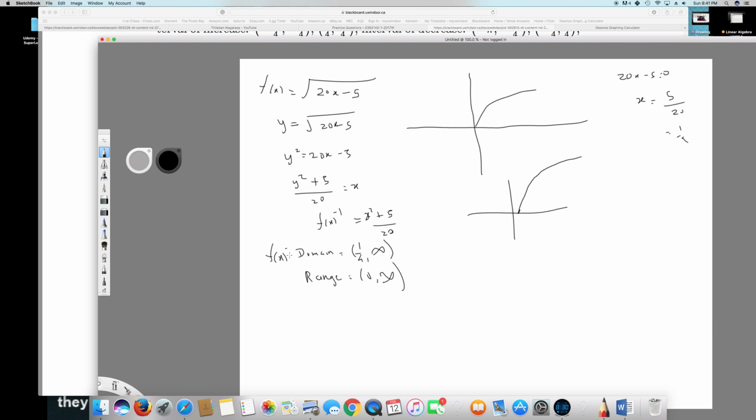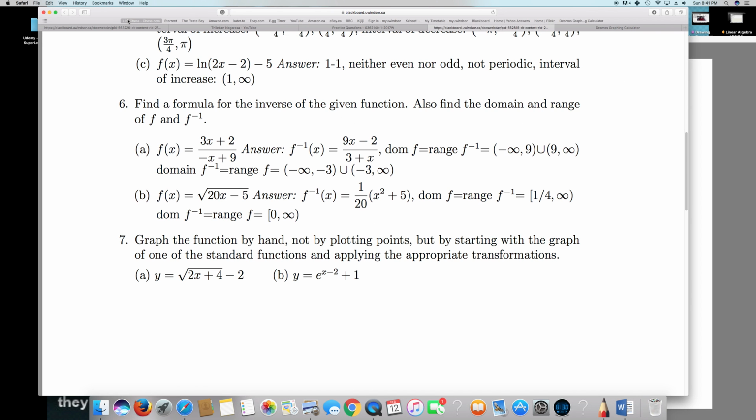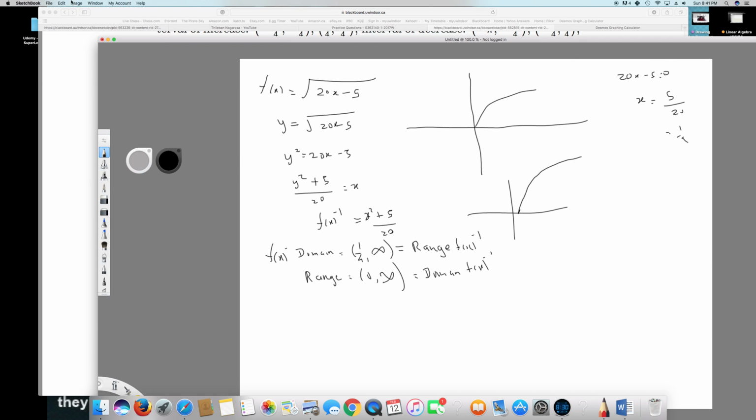So this is the domain of f of x. The range of f inverse is going to be the same as the domain of f of x, and the domain of f inverse is going to be the range of f of x. So the domain of f inverse is this. That's all we have to do in this question. So let's move to the next question.